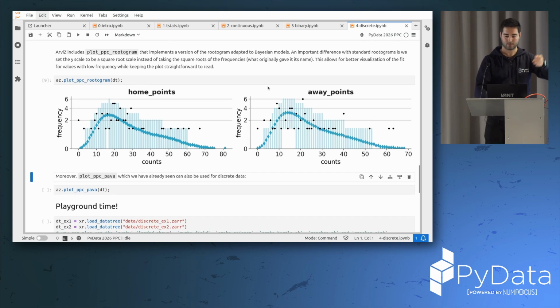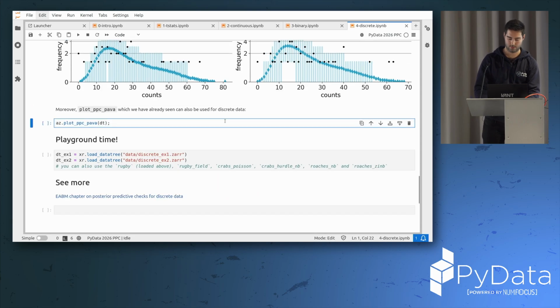And we set the axis to the square root so that it's easier to see the differences for the small frequencies, which is usually not such of a problem for high frequencies. And that's eventually what it looks like. And here the main goal is to hopefully get all the dots within the bands at least, and more or less following the shape of the posterior predictive means.